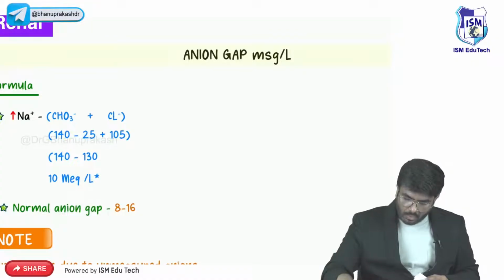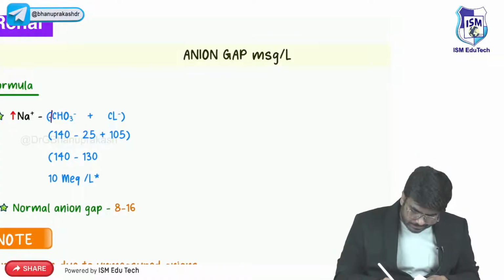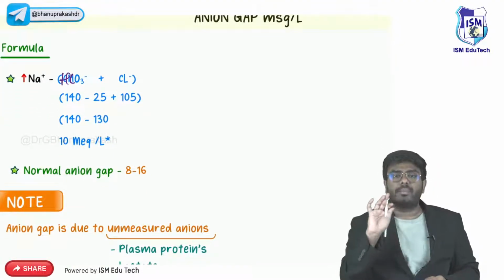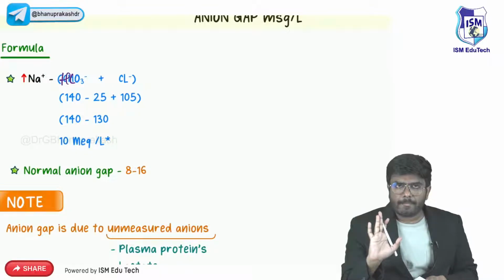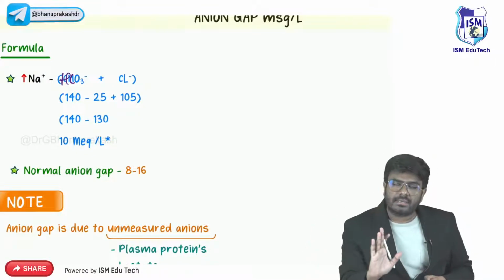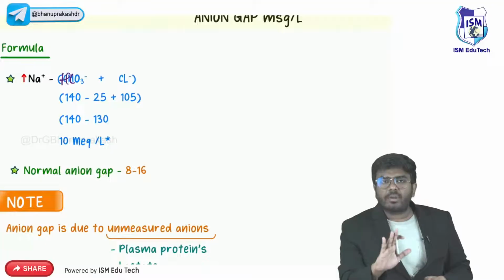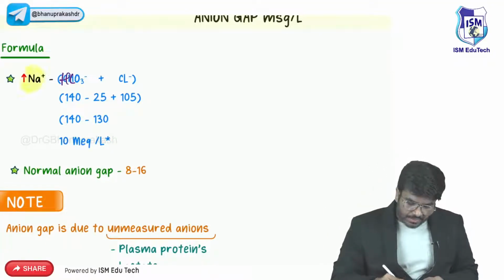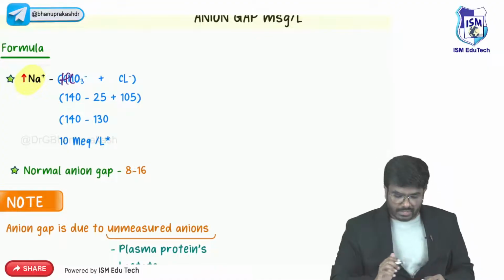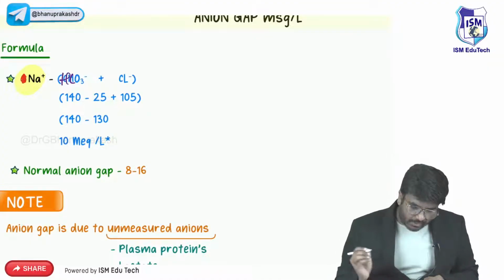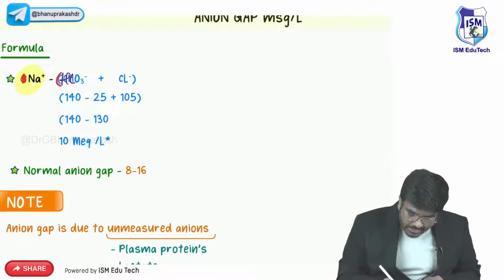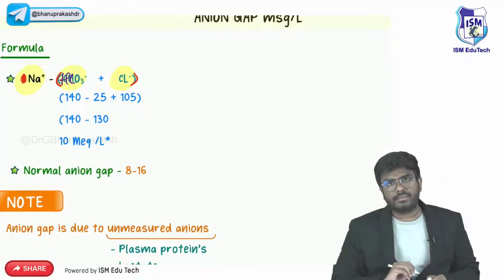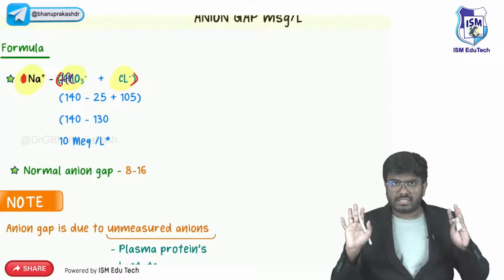Now, after this, the next thing I want you to know is anion gap. What is the concept of anion gap? Simple. Remember, in your body, positive charges are there, and negative charges are there. Actually, the number of positive charges and the number of negative charges are equal. The major positive charge is represented by sodium. And the major negative charges are two: one is bicarbonate, HCO3 minus, and the other is chloride.